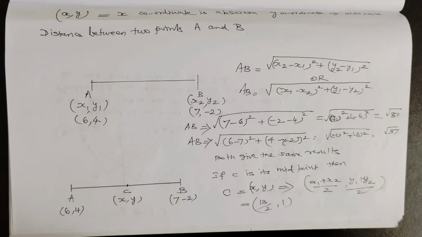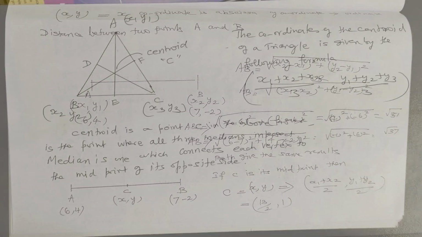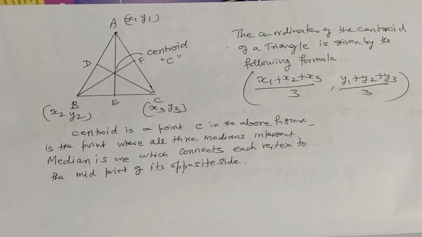So if C is the midpoint between 6, 4 and 7, minus 2, then x1 plus x2 by 2 and y1 plus y2 by 2 will be the answer. That is, if A is 6, 4 and B is 7, minus 2, then the x coordinate will be x1 plus x2 by 2 and the y coordinate of the midpoint will be y1 plus y2 by 2. That gives you 13 by 2, 1.